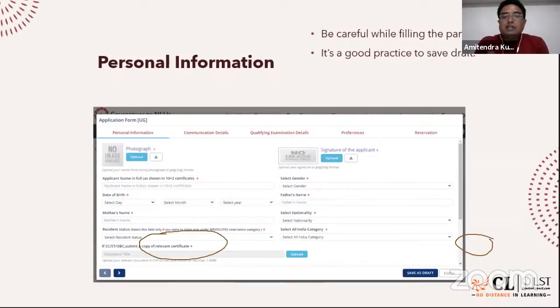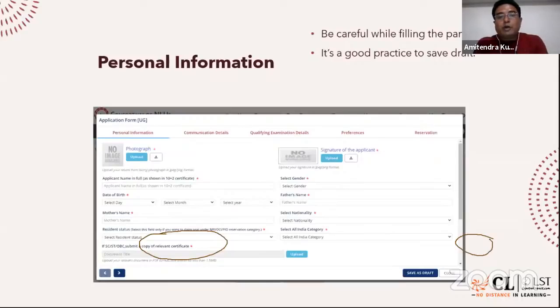If you select in the All India category either SC, ST, or OBC, as your case may be, then you'll have to upload your certificate copy in the PDF format. And remember, as I mentioned earlier, the size of the PDF document should not be more than 1.5 MB. So you have to resize your document if it is greater than that. That thing you have to be careful about.